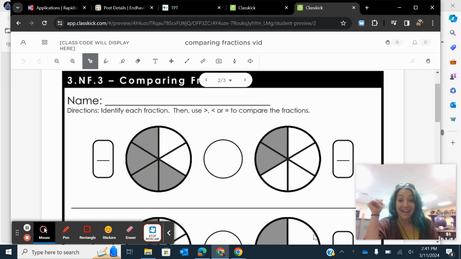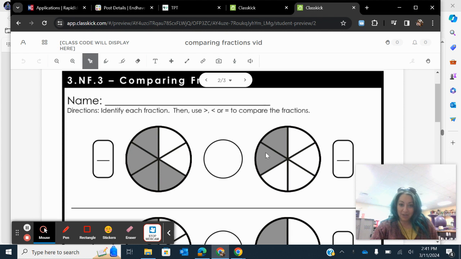Hi, third graders, Miss Whitford here, and we are going to talk a little bit about comparing fractions. So today we're going to talk about comparing fractions with the same denominator, okay? We did a little activity with this in class. This is just a little bit more of a visual for you.